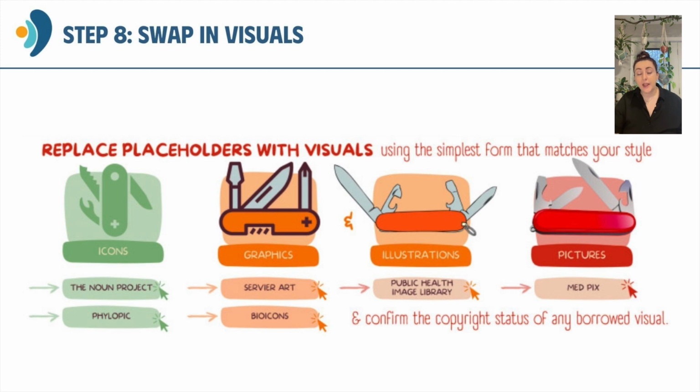And lastly, if you have no other options, if you're showing something that needs to be taken within the real context of that object, then you can use pictures. Obviously, pictures are the most complex. They're going to take the brain the most time to understand and contextualize. And an example of a resource where you might find applicable pictures includes MetPix.